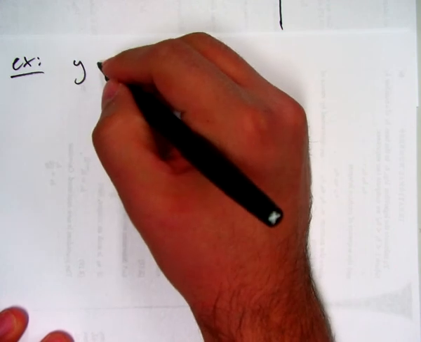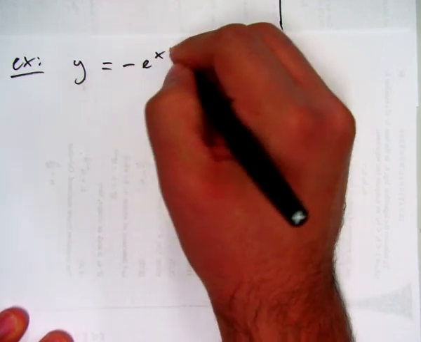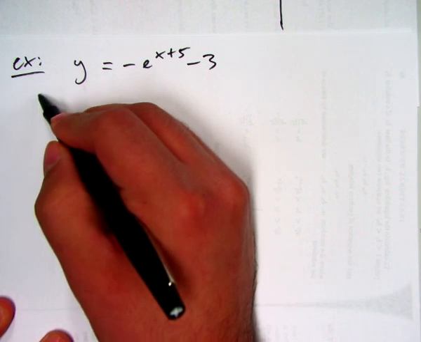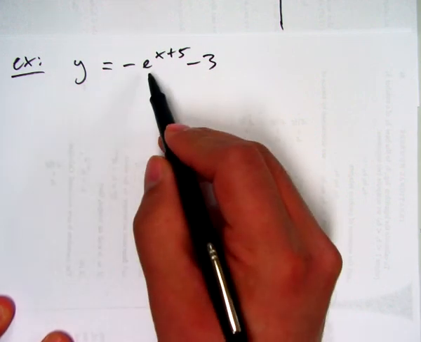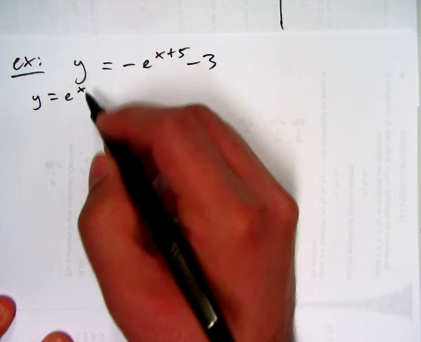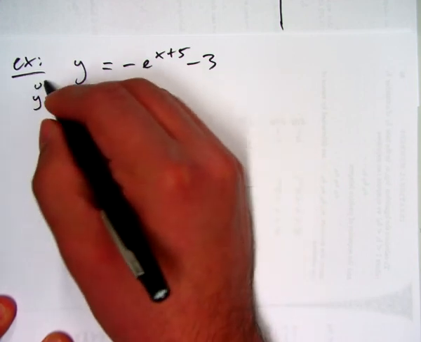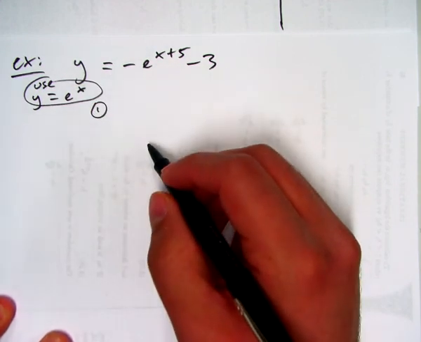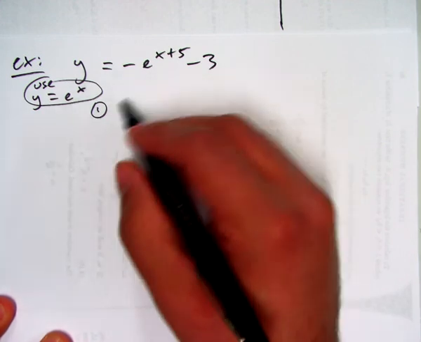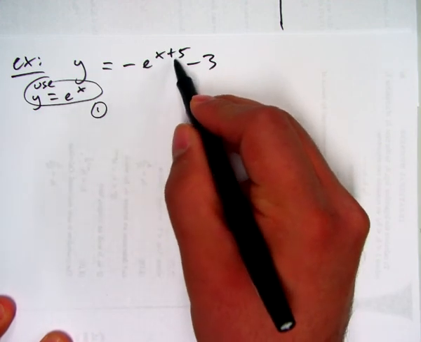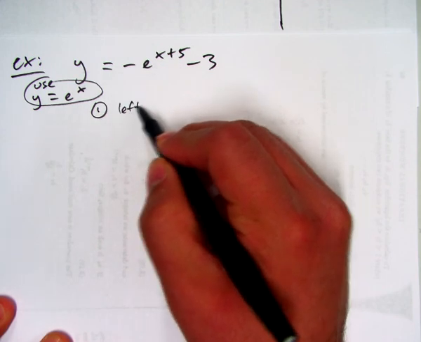Let's say we have y equals negative e to the x plus 5 minus 3. To get this graph, we're going to take y equals e to the x and apply all those rules that we learned in chapter 3. To obtain the new graph, first we always move left to right, and we can see right here that we're going to move left 5.